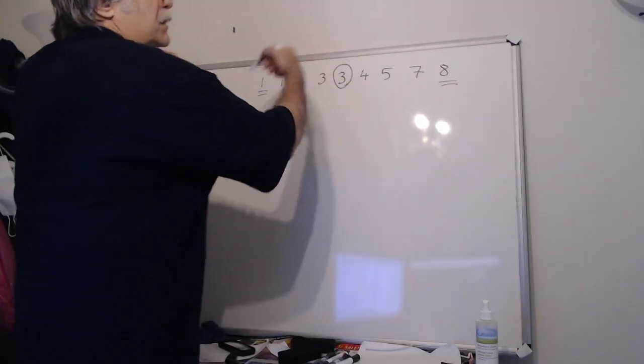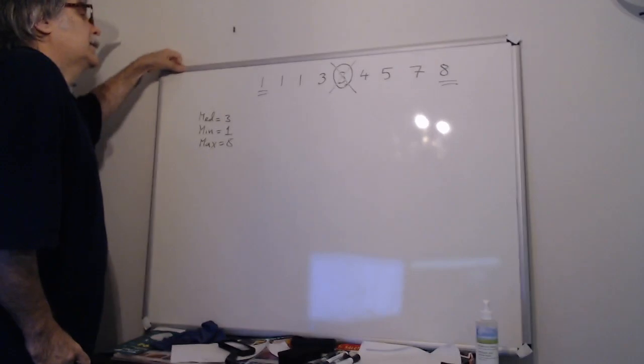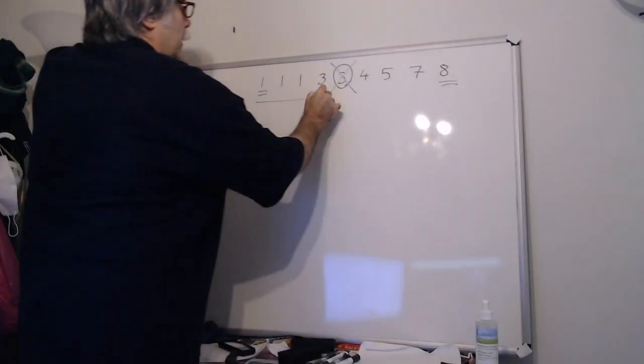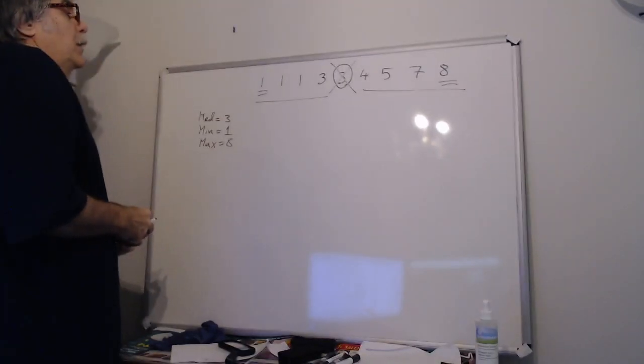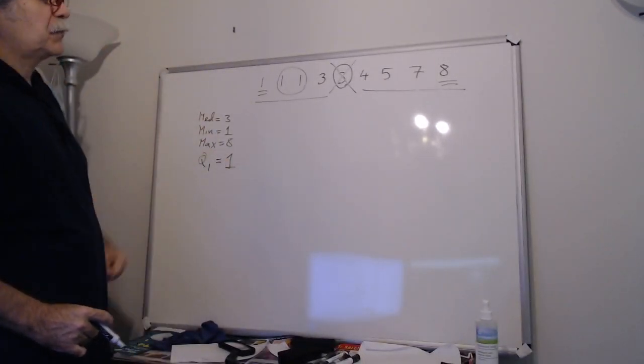Okay, this is how you're gonna do that. This one will be counted out, and you have now the lower half and the upper half. In the lower half you have 2 in the middle. The average of these 2 in the middle is the quartile 1. So the quartile 1 is the average of 1 and 1, which is 1. Coincidentally the same as the minimum.